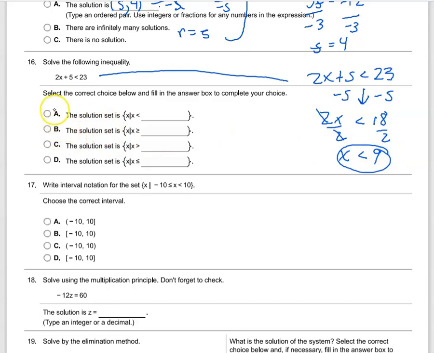So the solution set is all x's such that x is less than 9.